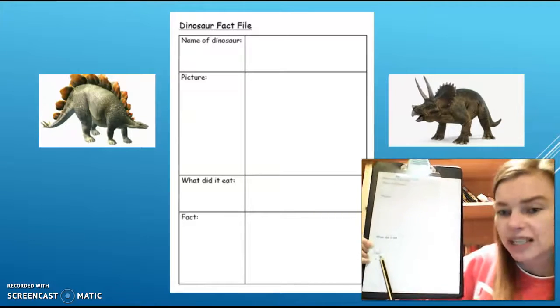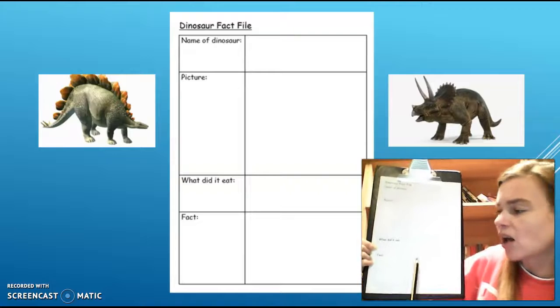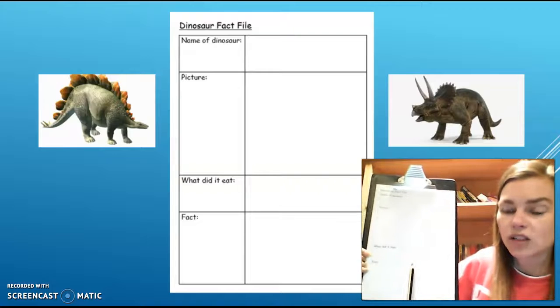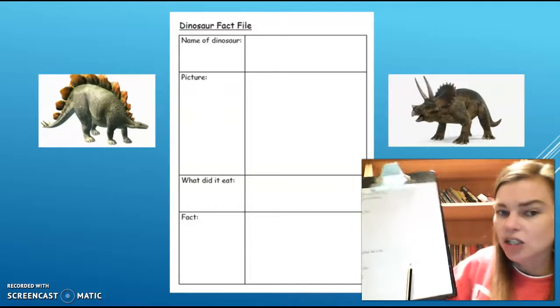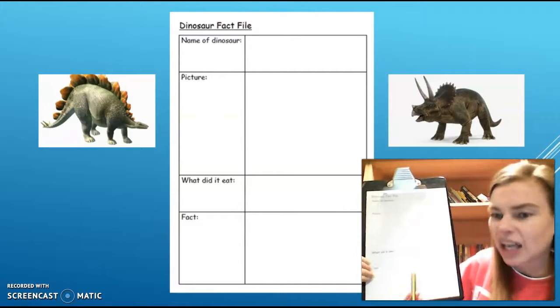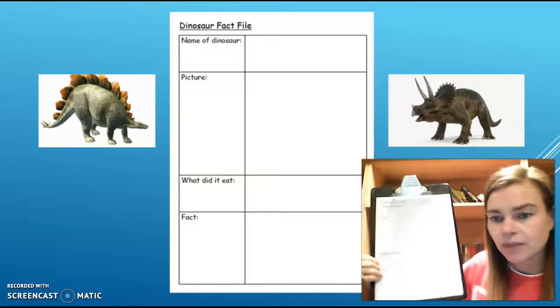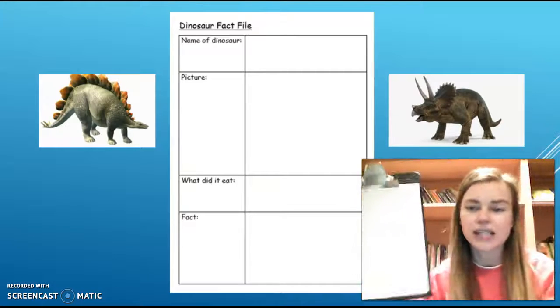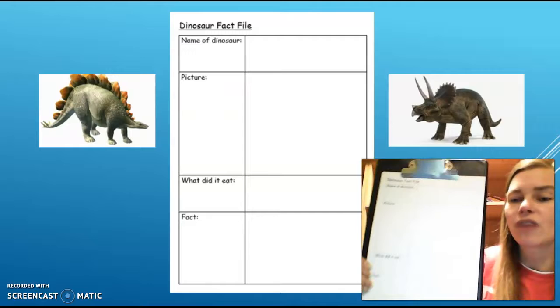And then this box says fact. So in here, I want you to try and write one thing that you've learned about that dinosaur. So I could write, for example, a Stegosaurus had a small brain. Okay, so if you complete that sheet now with your very best writing and then send me in a photograph of your work, please.